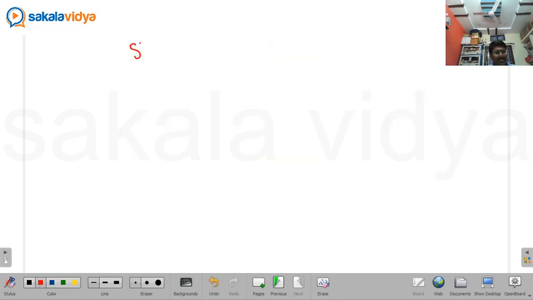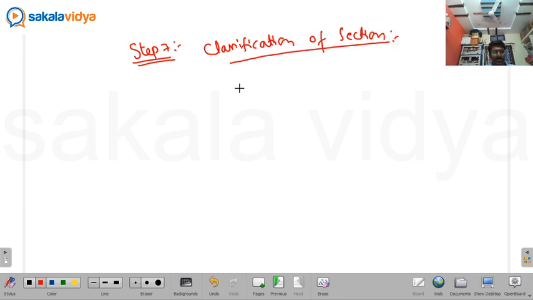Classification of the section. Step number 7. So based upon what parameters are we going to classify this section? Based upon formulas given in table number 10. So based upon depth by width ratio.